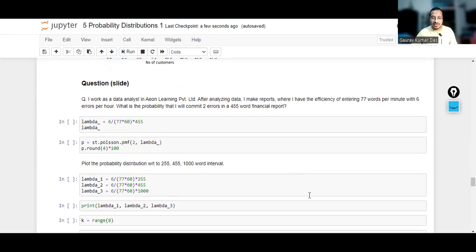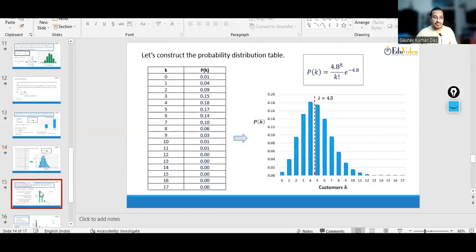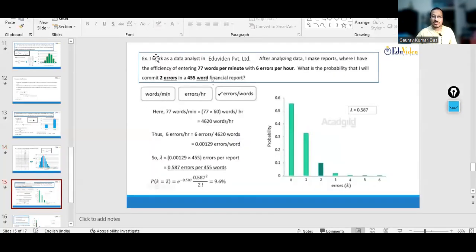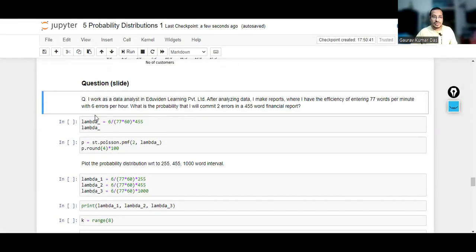Very simple, right? So there's one more question. This was the question. So I work as a data analyst in Edividend Private Limited. After analyzing data, I make reports where I have an efficiency of entering 77 words per minute with 6 errors per hour. What's the probability that I'll commit 2 errors in a 455 word financial report?